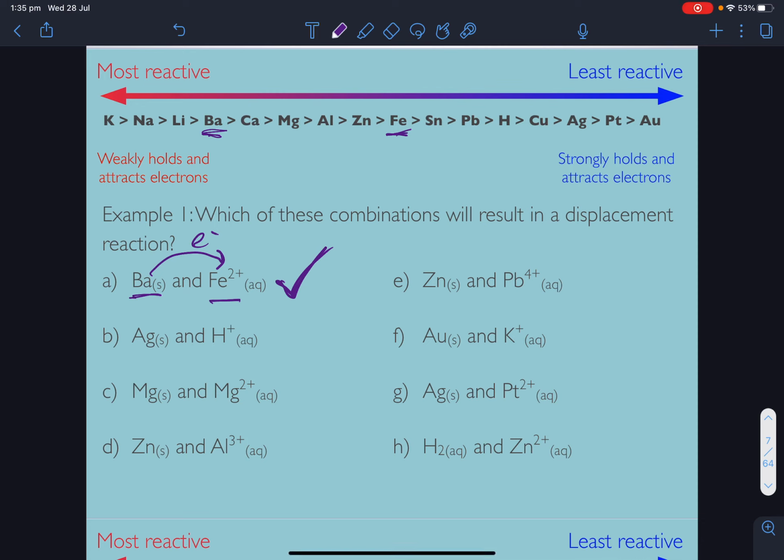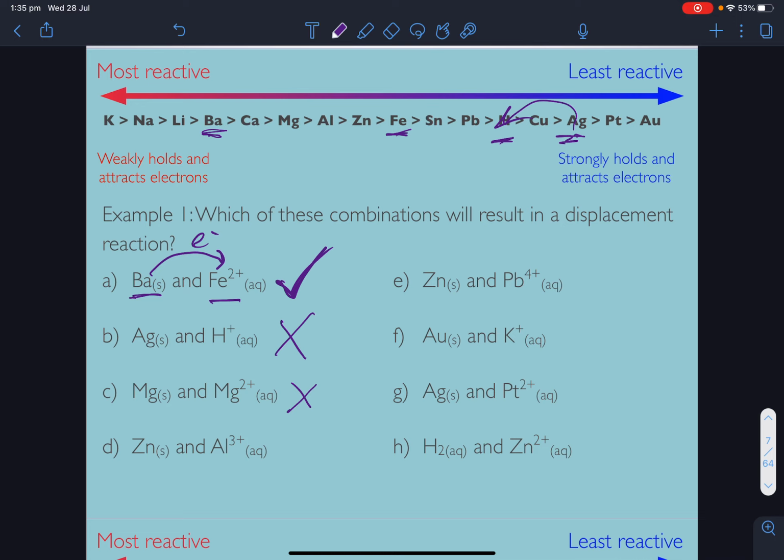Okay. Silver and H plus. Silver likes electrons. It's further to the right here. Electrons will travel from... Oh, hang on. I've got it around the wrong way. Okay, so electrons will not go over to the H plus. So no reaction. Okay, magnesium and magnesium 2 plus. No, you won't get a reaction between the same metal in solution as you dip it in.